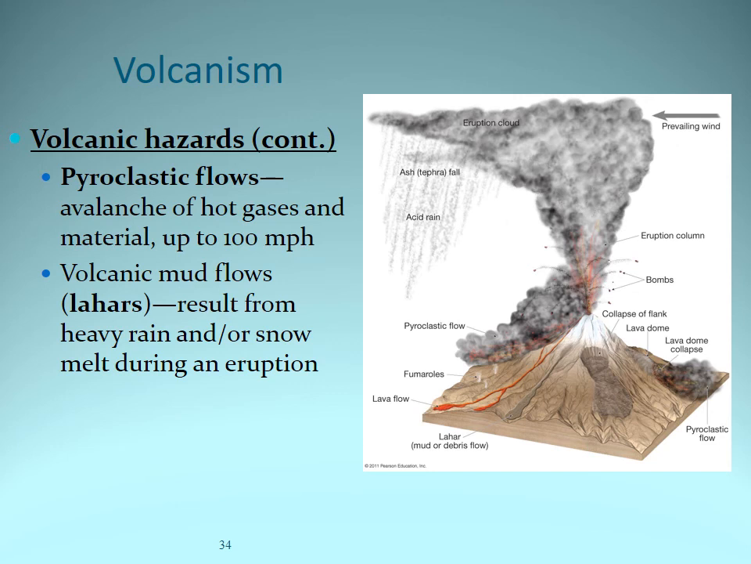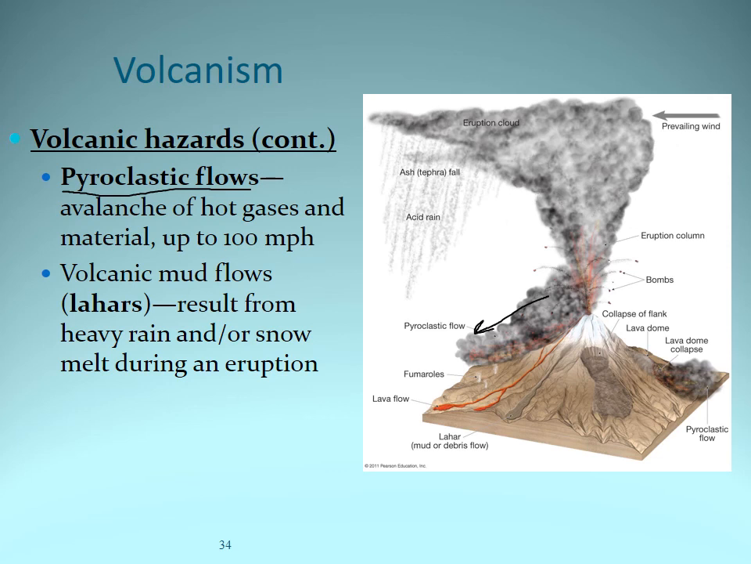In addition, we have those pyroclastic flows, one of the most dangerous parts of a volcano. These are hot gases and other material that flow down like an avalanche, and it can travel up to 100 miles per hour. So it's very hard to outrun these pyroclastic flows. When volcanic lava mixes with rain or snow, we can get lahars, which are basically mud flows. And they, of course, can be very dangerous.